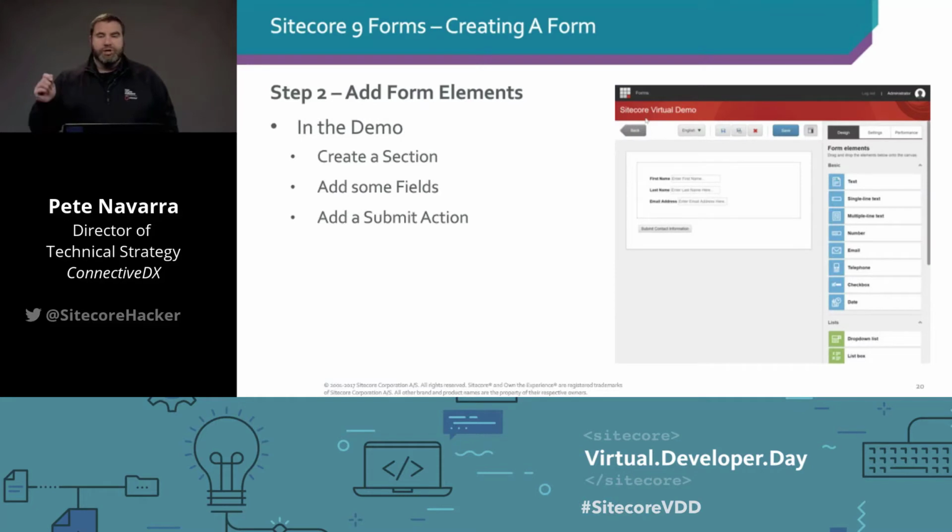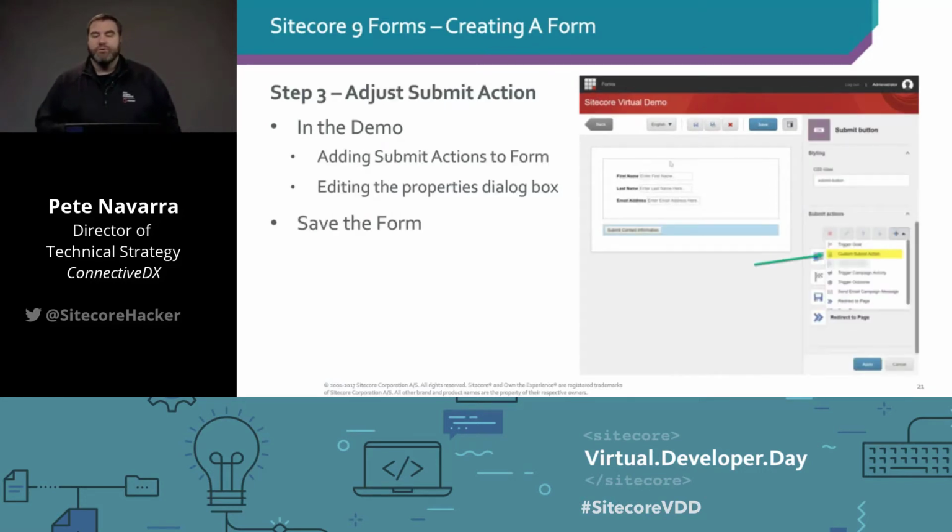Step 2, we're going to drag some elements onto this form. In the demo, you're going to see me create a section, add some fields, add a submit action. It's really simple. It takes literally 5 minutes to create a form. And in step 3, we're going to add our submit action that we just created. You can see here our custom submit action that we created in the previous slides now shows up under our drop list, and we're going to be able to select that, and we're going to save the form. Also, we're going to edit the properties of the dialog box before we save the form.